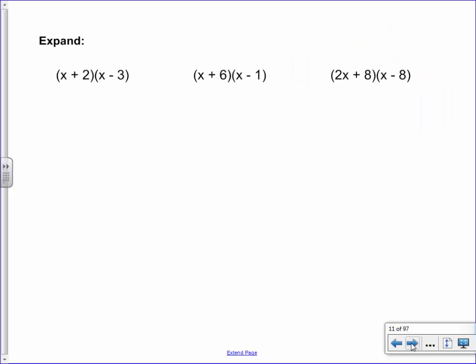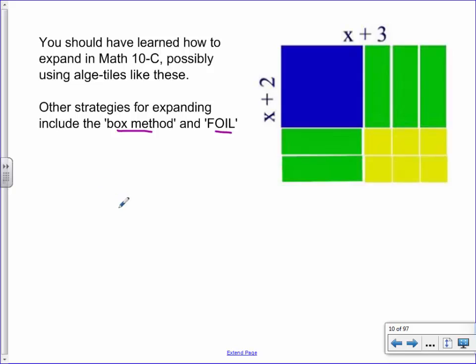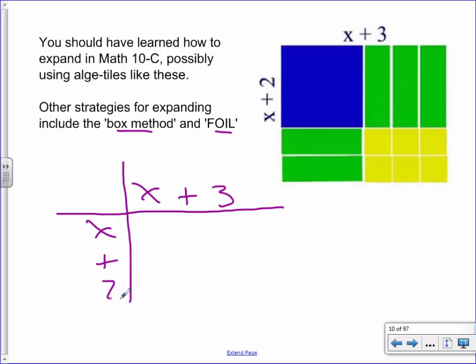So let me do some review here. Here's how the box method would work. You'd go x plus 3, put it up on let's say the top. You'd make kind of like a grid out of it, and you'd go x plus 2 along the edges. You guys ever do something like this? Yeah. Okay. So then in the middle here, you'd say, well, what is x times x? In this slot, it's x squared. 3 times x is 3x. X times 2 is 2x. And 3 times 2 is 6.